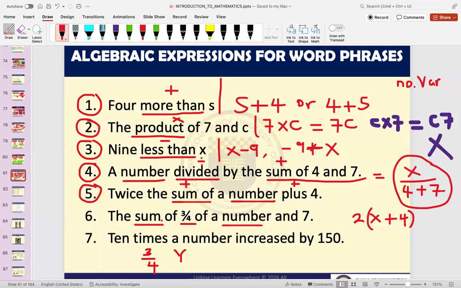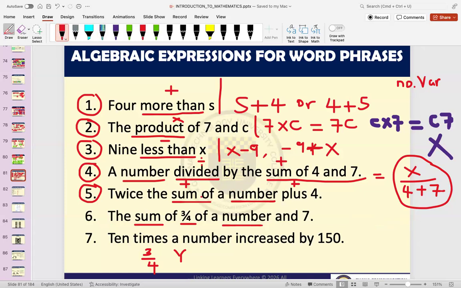Oh, you are right. Twice the sum of a number plus 4. You see, I even wrote the plus here, but I've left the last plus. That's a good observation. You are right.